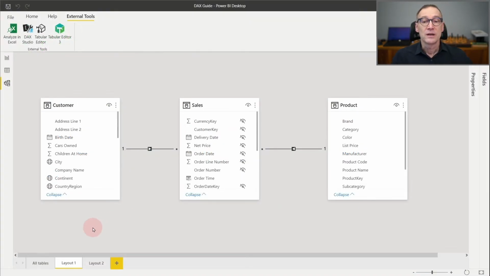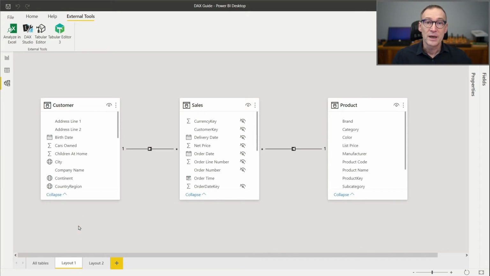Here we have our usual Contoso model. We have customers, sales, and product. Product has a one-to-many relationship with sales, and the same for customer, one-to-many with sales. Because the filter context automatically propagates from the one side to the many side, a filter coming from product filters sales, but then from sales it does not reach customer.